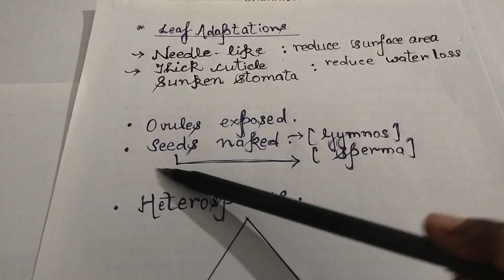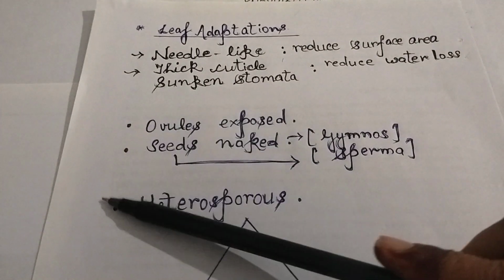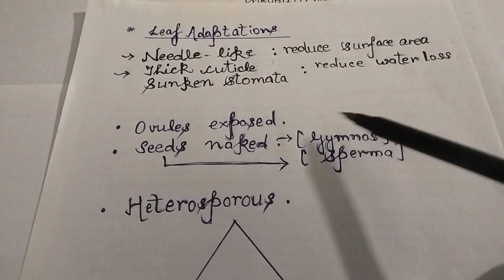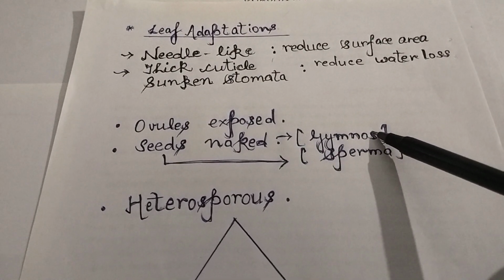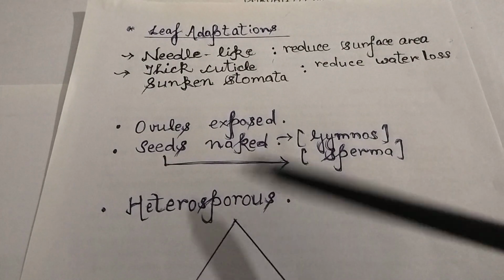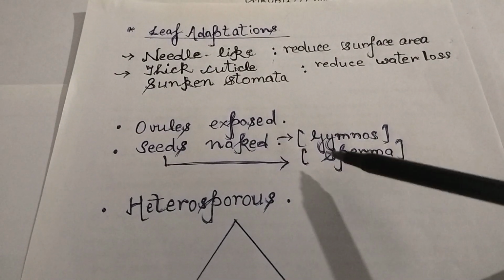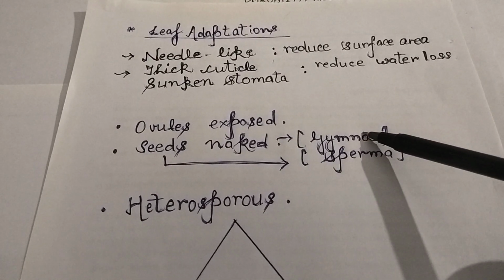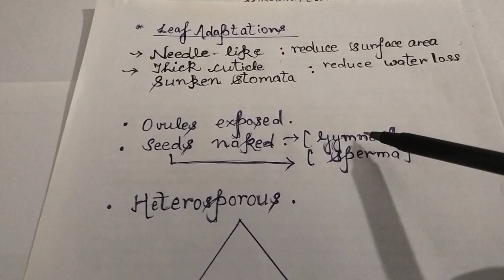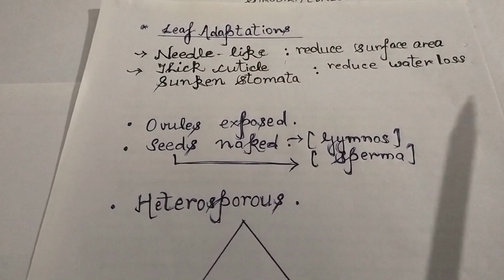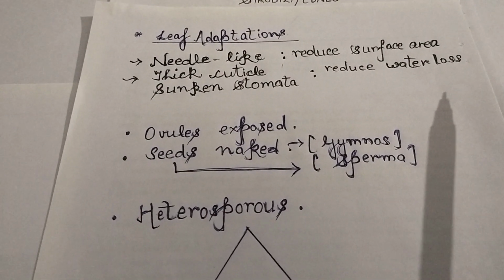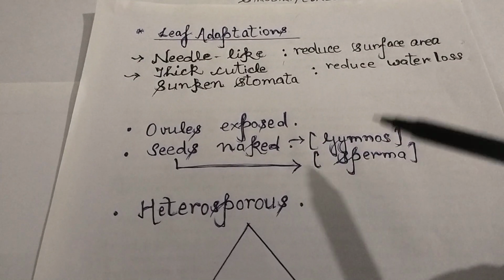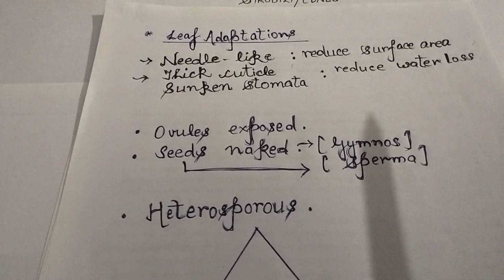And this is the name given to gymnosperms. What? Gymnos means naked, and sperma means seeds. Plants in which the seeds are naked, that means the seeds are not covered by any wall, are called gymnosperms. See, this is how the name gymnosperms came. It may be asked in exams.